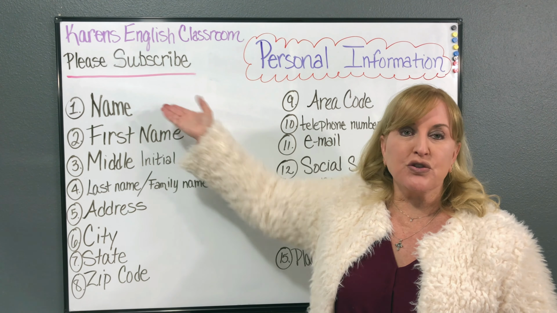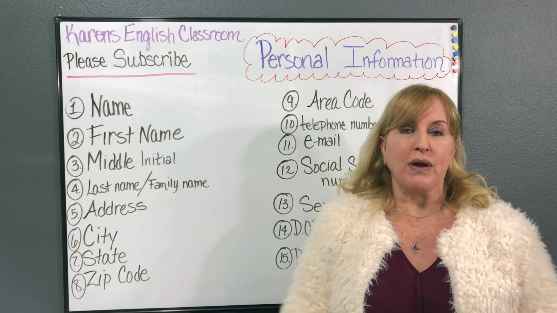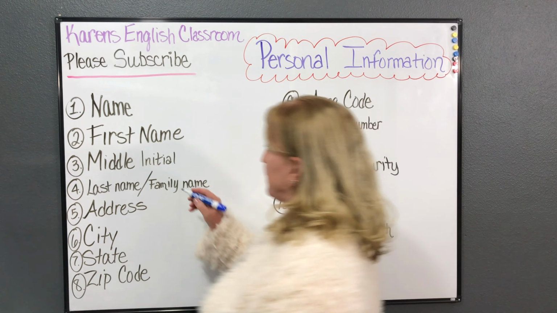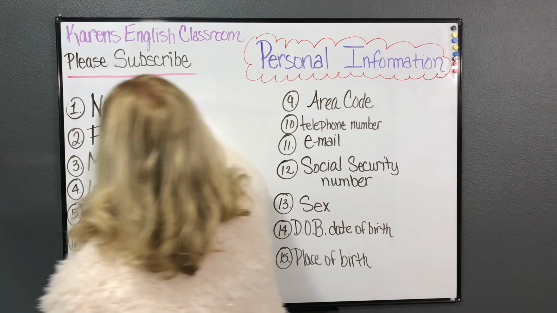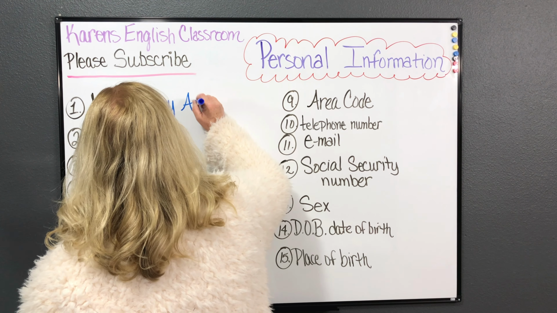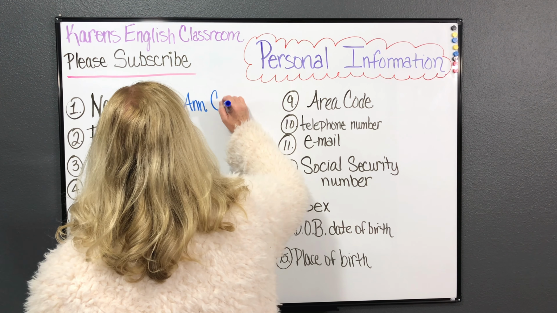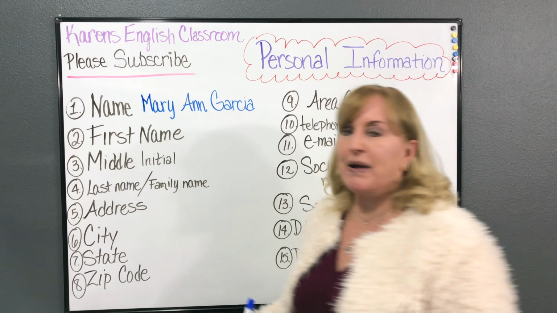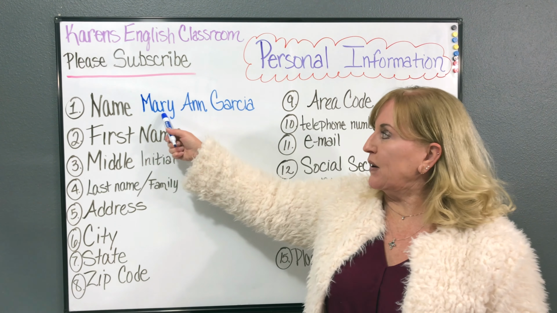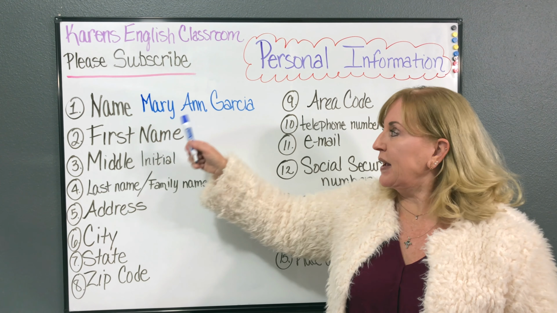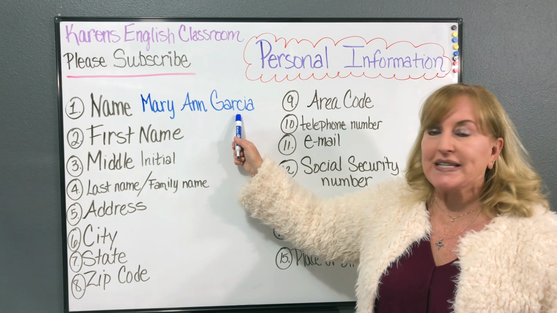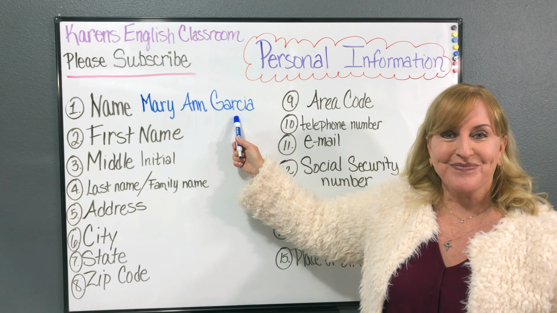Okay, the first one is your name. So you need to write your name. Your first name. Say your first name is Mary. Mary Ann. And then we'll say Garcia. So this is my whole name. Mary is my first name, Ann, my middle name, and Garcia is my last name.